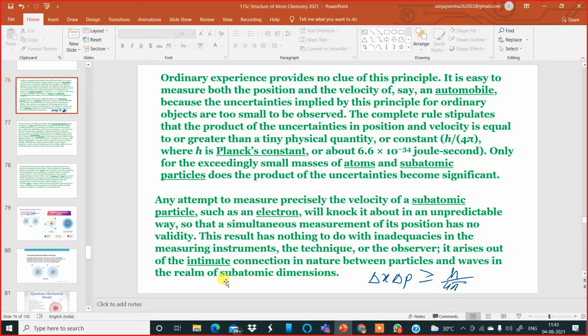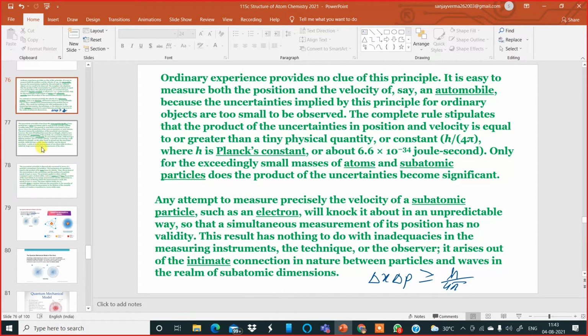the technique or the observer. It arises out of the intimate connection in nature between particles and waves in the realm of subatomic dimensions. So this principle was basically articulated for the study of the velocity and position, or the momentum and position, of only subatomic particles. You can apply this principle to huge bodies like vehicles or automobiles, where we can get both the position and velocity, but that is not important for us. What is important is that this can be accurately applied to very small microscopic particles only.